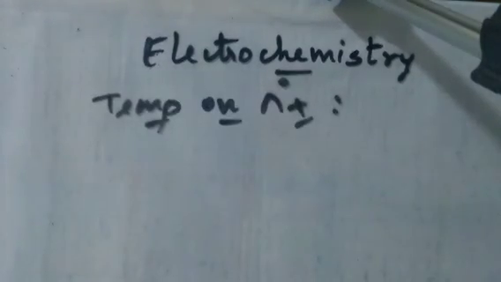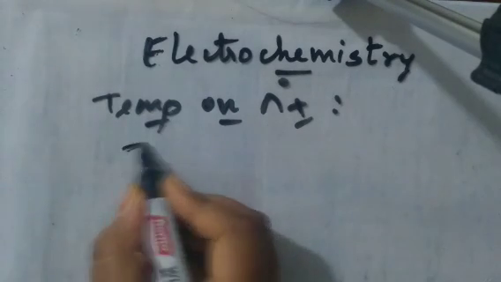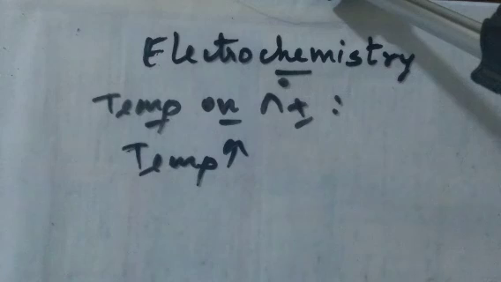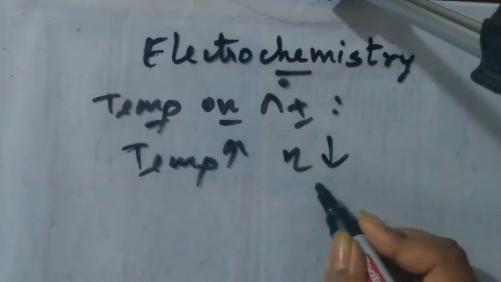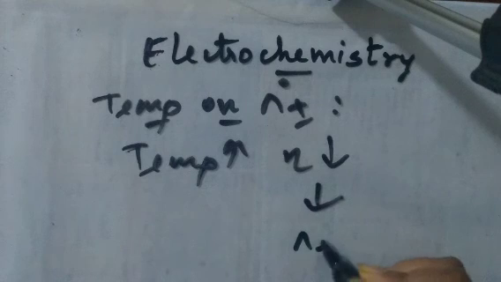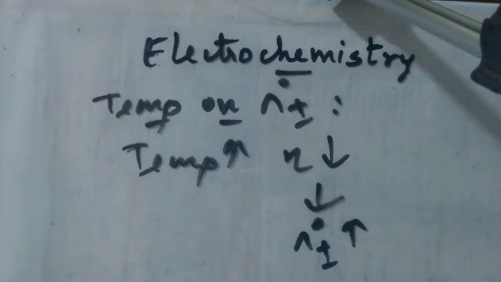Now let's see the effect of temperature on molar ionic conductance. We know that as temperature increases, viscosity decreases. If viscosity decreases, naturally molar ionic conductance increases, because as viscosity decreases, the frictional force exerted by the liquid on the ions also decreases, and hence mobility increases, which in turn increases the molar ionic conductance. So naturally, when temperature increases, molar ionic conductance also increases.